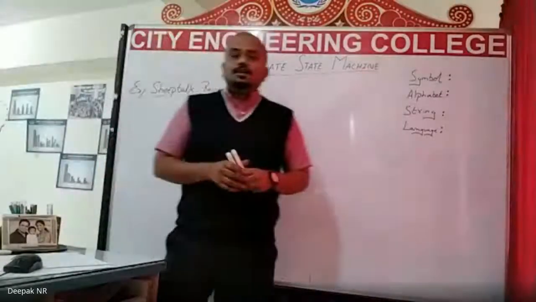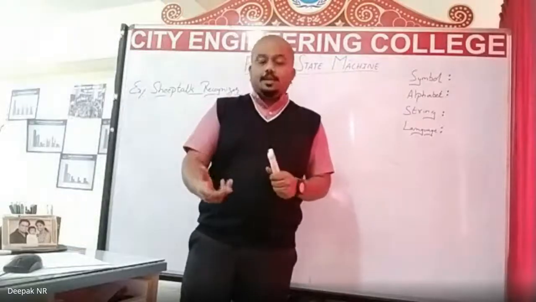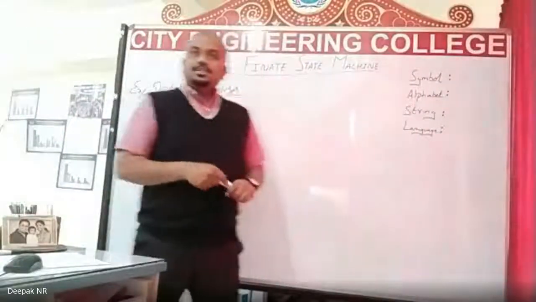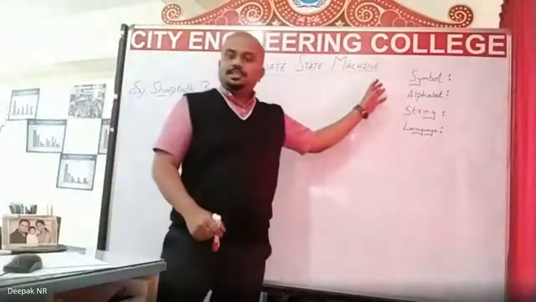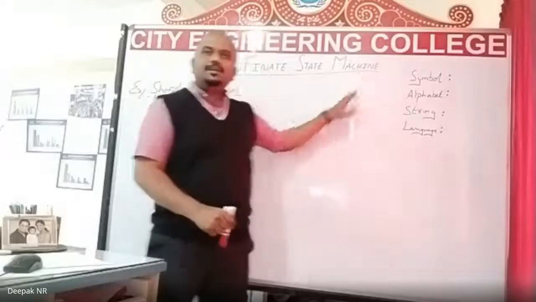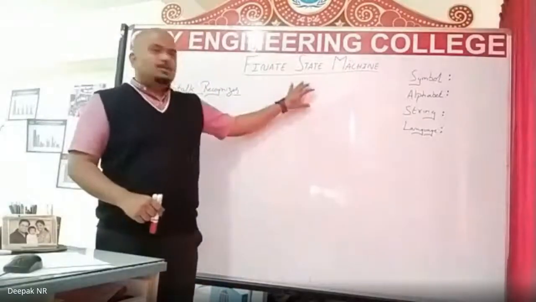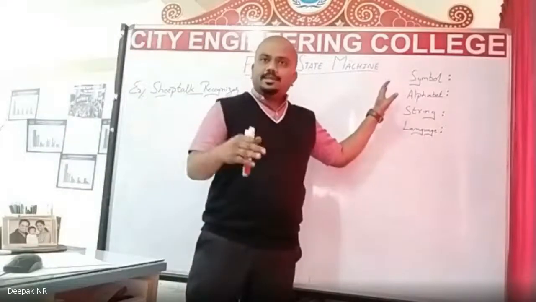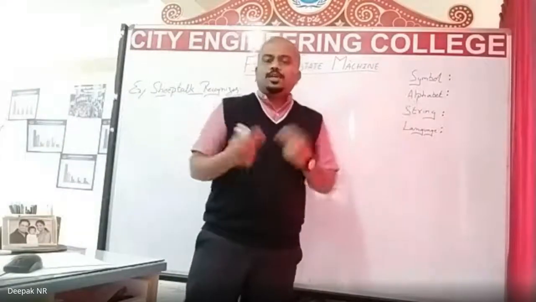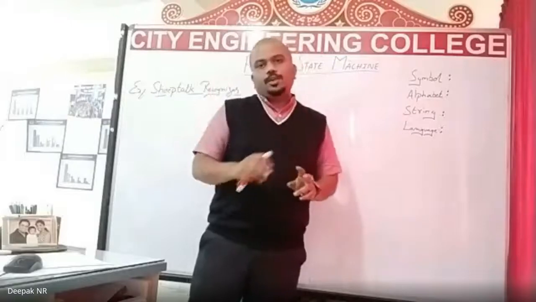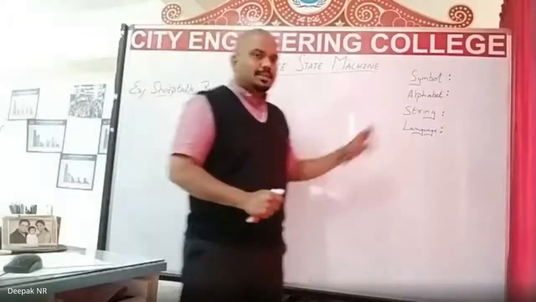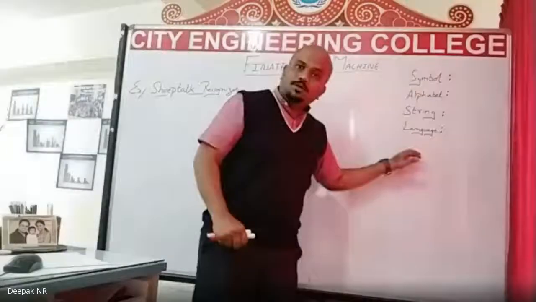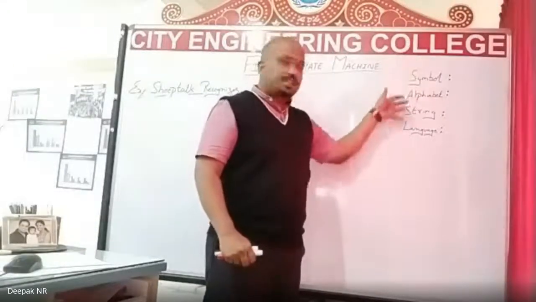Today we will be starting with yet again a new topic, and that topic is called a finite state machine. It's called FSM, a finite state machine. Today we will be learning on this, and I'll be explaining that. Before going to a finite state machine, which I've been explaining in a previous class, I'm just going to recall a few terminologies that you all know: symbol, alphabet, string, and language.